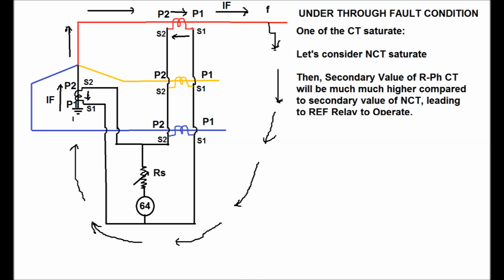So under through fault condition, to prevent maloperation of the relay when one of the CTs saturates, a stabilizing resistor, that is RS, is used in series with the 64R or REF relay.